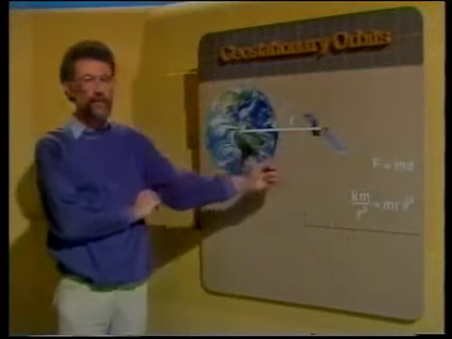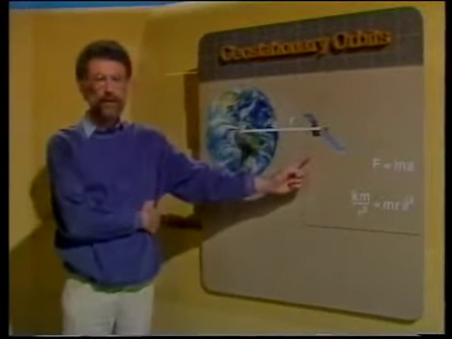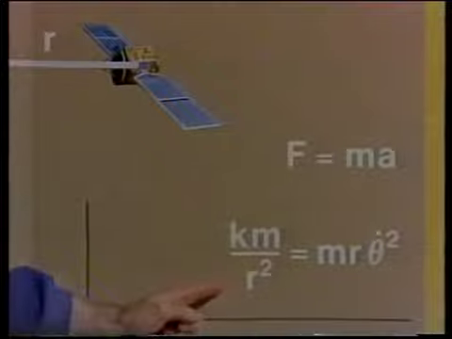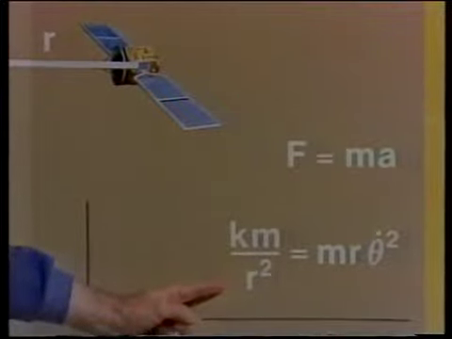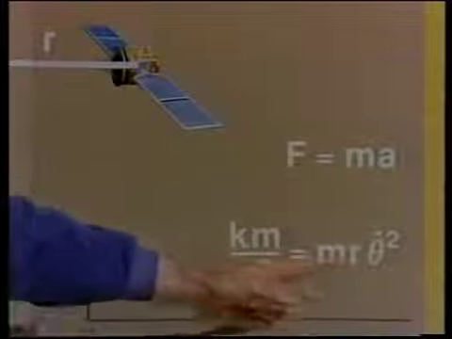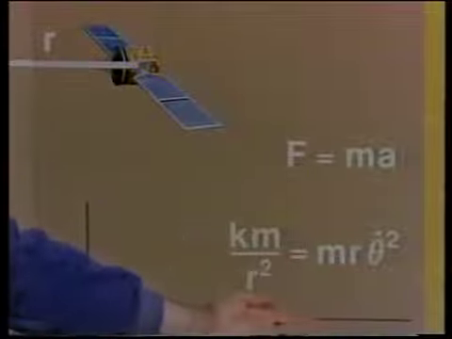Here's the Earth and the satellite. Newton's second law tells us that force is mass times acceleration, and the force is km over r squared. Because the force is radial, we're only concerned with the radial component of acceleration, and that's r theta dot squared. So we have this result.